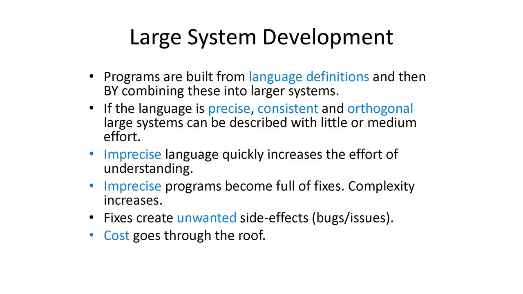So, trying to describe programming for non-programmers, I did it this way. Programs are built from language definitions. So as humans, we use language to describe problems. To get anywhere with that, we need the language to be precise, consistent, and orthogonal. What does that all mean? Precise means that we need distinct terms. We don't want any overlap, so orthogonal means they should be as distinctly different as possible as well.